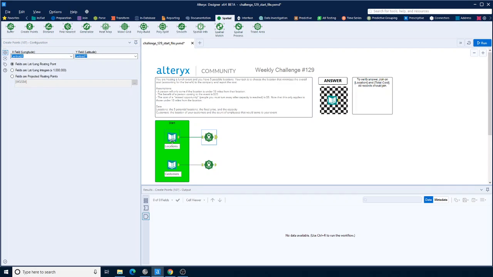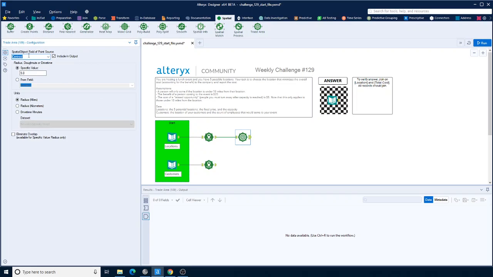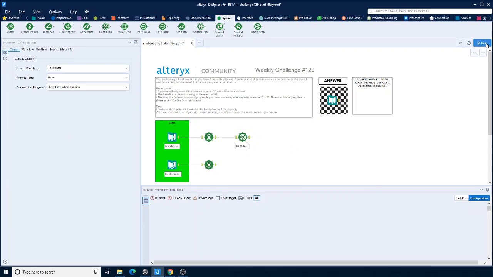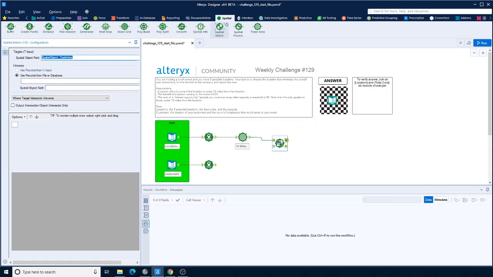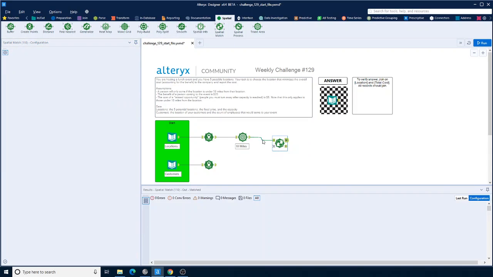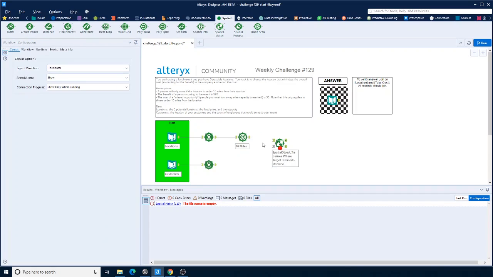So we now also need for the location 10 miles, and I'm thinking a trade ID. So we don't need this once that's put through. We want 10 miles to create a trade area. Then what we want to do is match them. But we don't want to match them that way around. We want to match them the other way around.